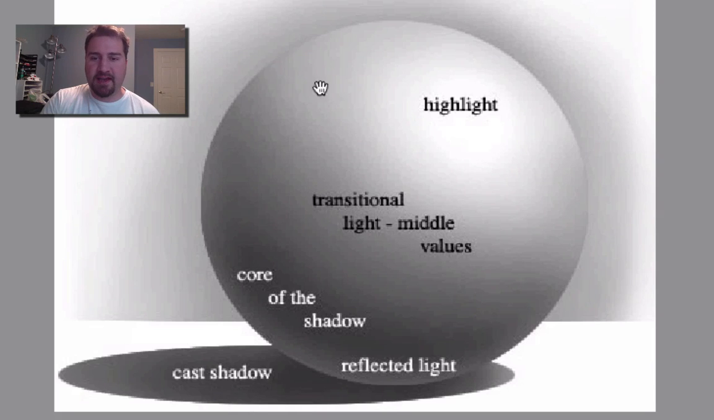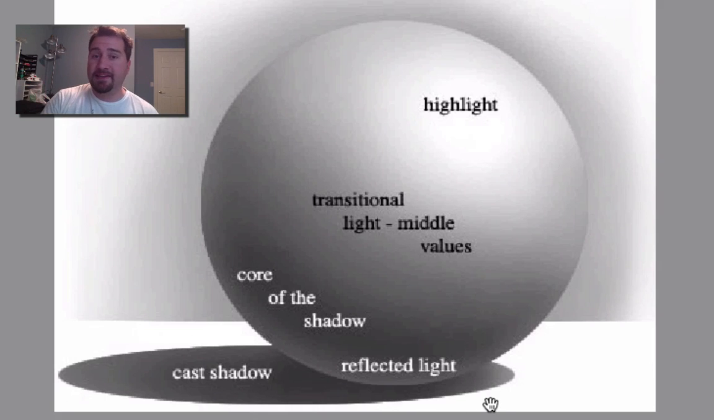The top is highlighted. The bulk of the sphere is midtone. Then we have a dark core of the shadow right down here, all right? And that accounts for about 30% of all the values in this sphere. Then we have a cast shadow on the ground.